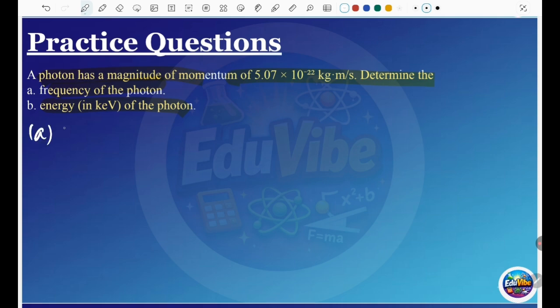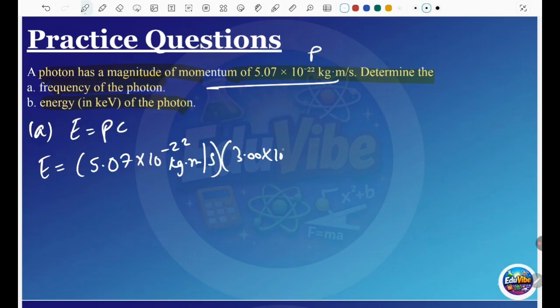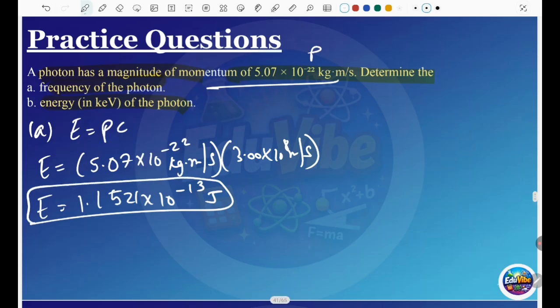How can you find it? We have a momentum, so this is from photon momentum. So we know that E is equal to pc. We discussed that formula in the lesson, and it is in the formula sheet. So E is equal to the photon momentum, which is given to us, times 3.00 × 10^8 meters per second. When you calculate this, you get E of about 1.1521 × 10^-13 joules.